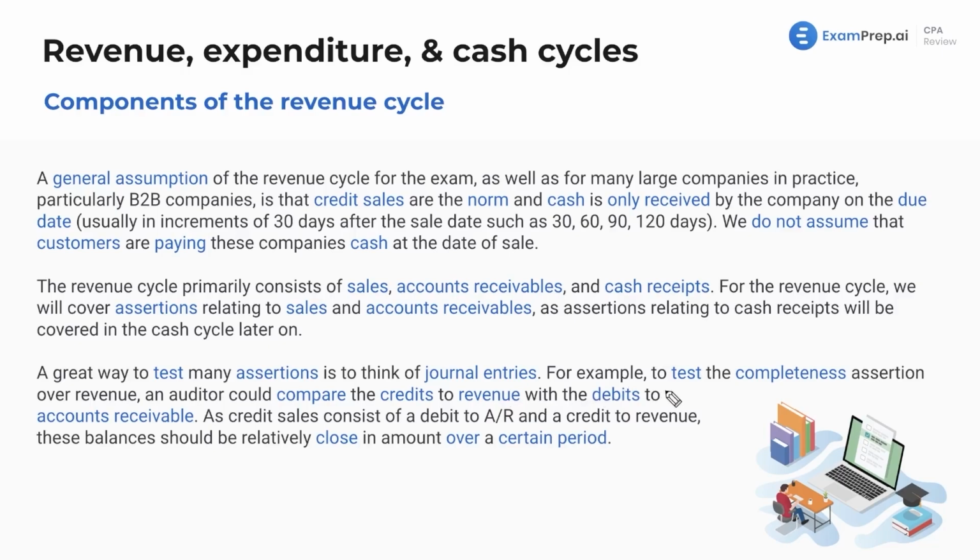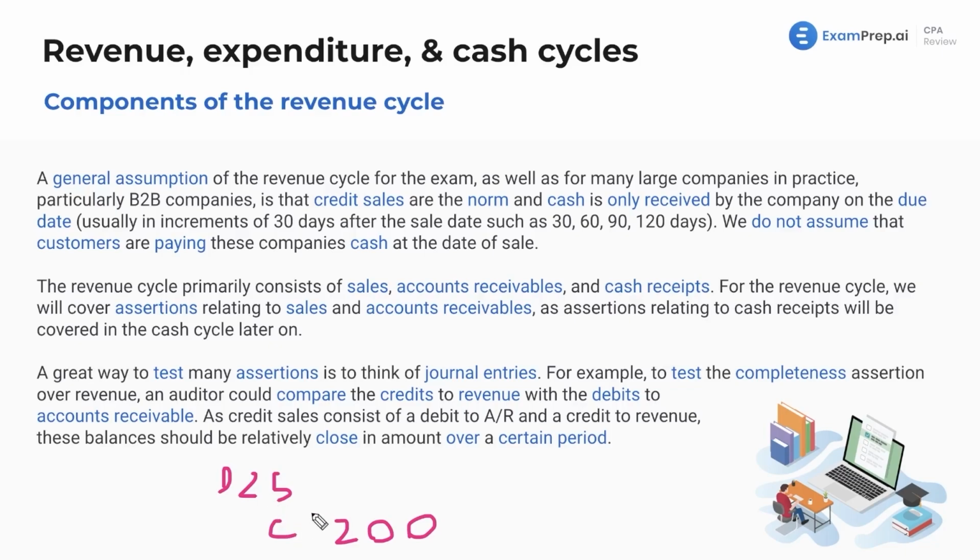For example, to test the completeness assertion over revenue, I kind of touched on this a little bit earlier. An auditor could compare the credits to revenue with the debits to accounts receivable. Because if we want to make sure that all revenue is properly accounted for and it's complete, well, like I said, if we have an overall debit balance to accounts receivable of, let's say, 25,000, and if we have an overall credit balance to our revenue that's maybe 200,000, that's a pretty big variance. And you think, okay, where the heck is the rest of the accounts receivable?